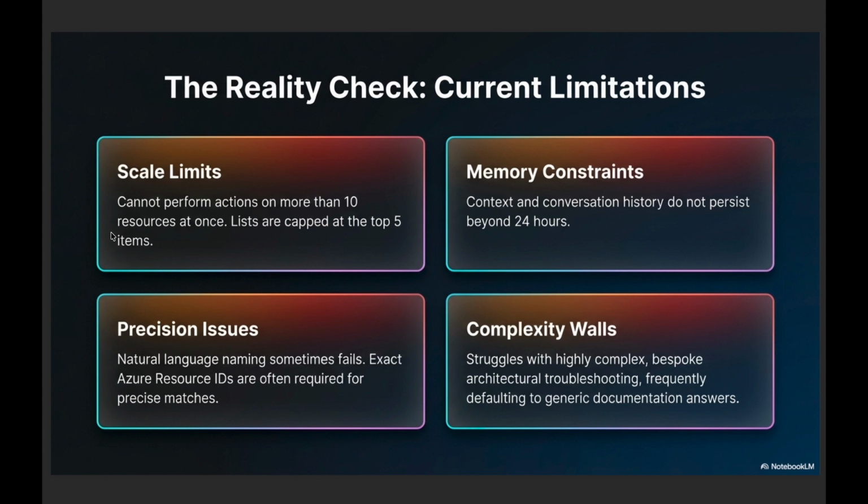And next we have the complexity wall. It struggles with highly complex or architectural troubleshooting. And when it struggles, it will automatically give you some generic documentation answers, which you will then have to read and find more answers yourself. Also, before making any changes to the resources while we are working with Copilot, it cannot take actions automatically. It will prompt you for approval.